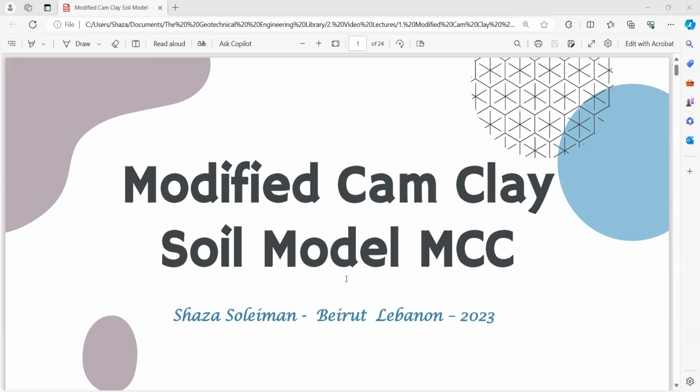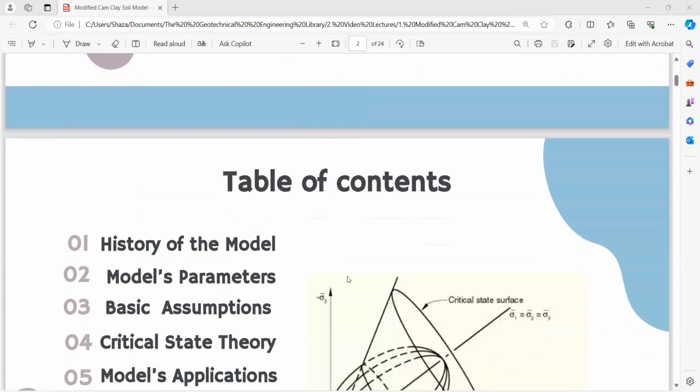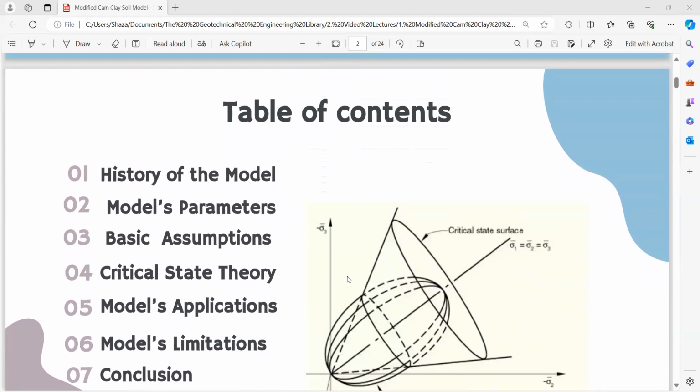Hello, everybody, and welcome to the second part of our lecture, Modified Cam-Clay Soil Model. In the previous part of this lecture, we covered the history of the Modified Cam-Clay model, the main parameters that are used in this model, the basic assumptions, and we discussed in detail the critical state theory.